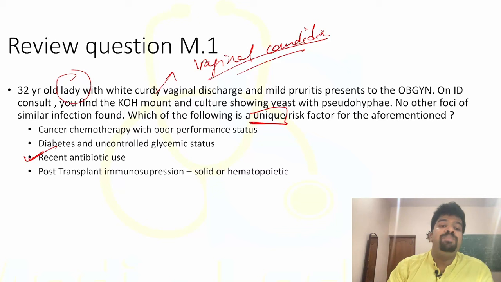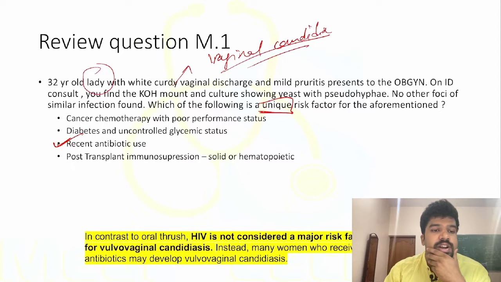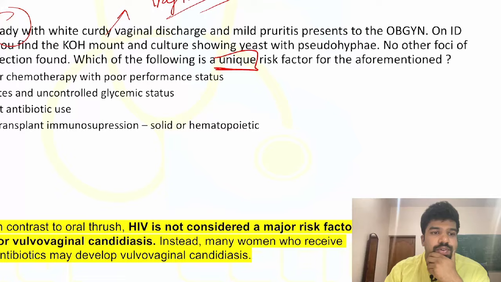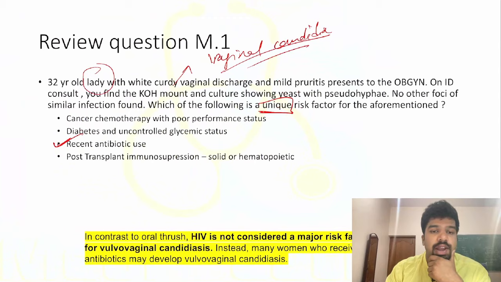Okay. So please remember, in contrast to oral thrush, HIV is not considered a major risk factor for vulvovaginal candidiasis. Instead, many women who receive antibiotics may develop vulvovaginal candidiasis. So I hope this is clear to everyone.